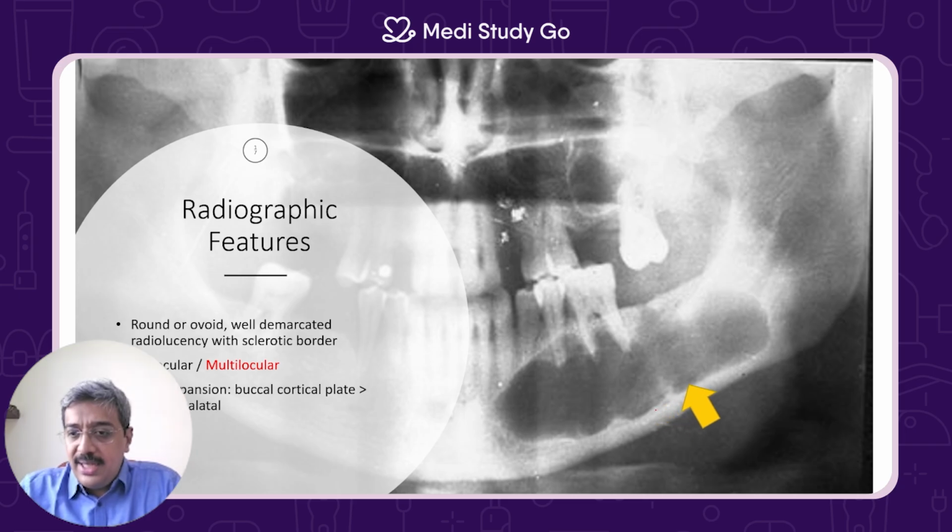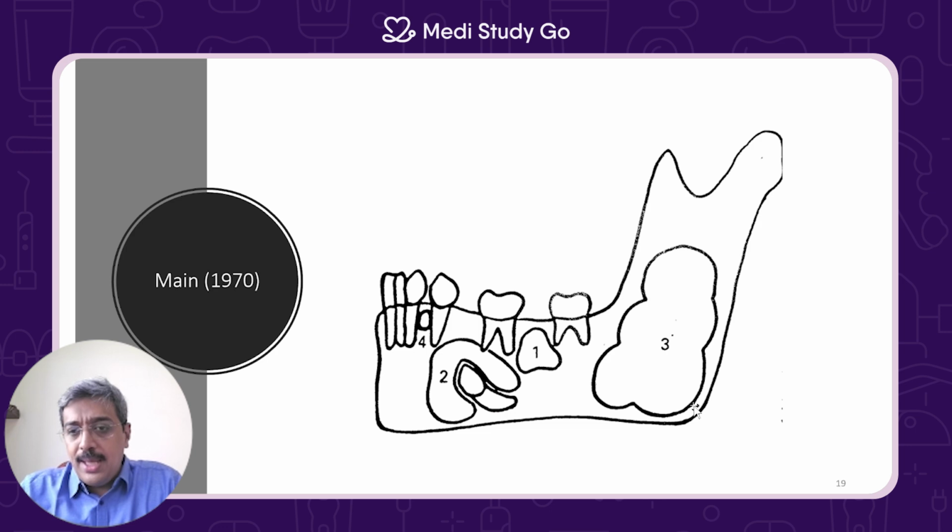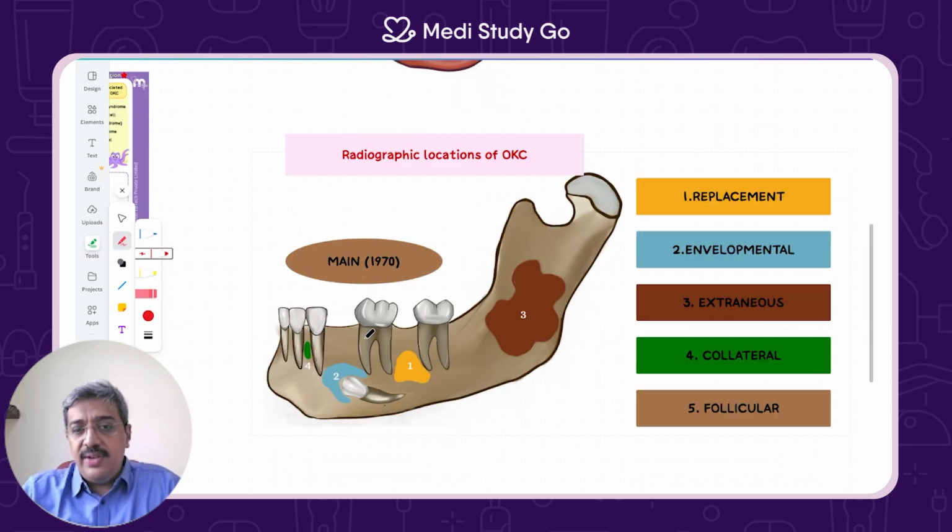Radiologically, you have this characteristic multilocular radiolucency, which has a scalloped appearance, and it kind of avoids the root apices, but it can also displace them. And radiologically, there are 5 different types given by Main in 1970. The 5 different types given by Main are as follows.